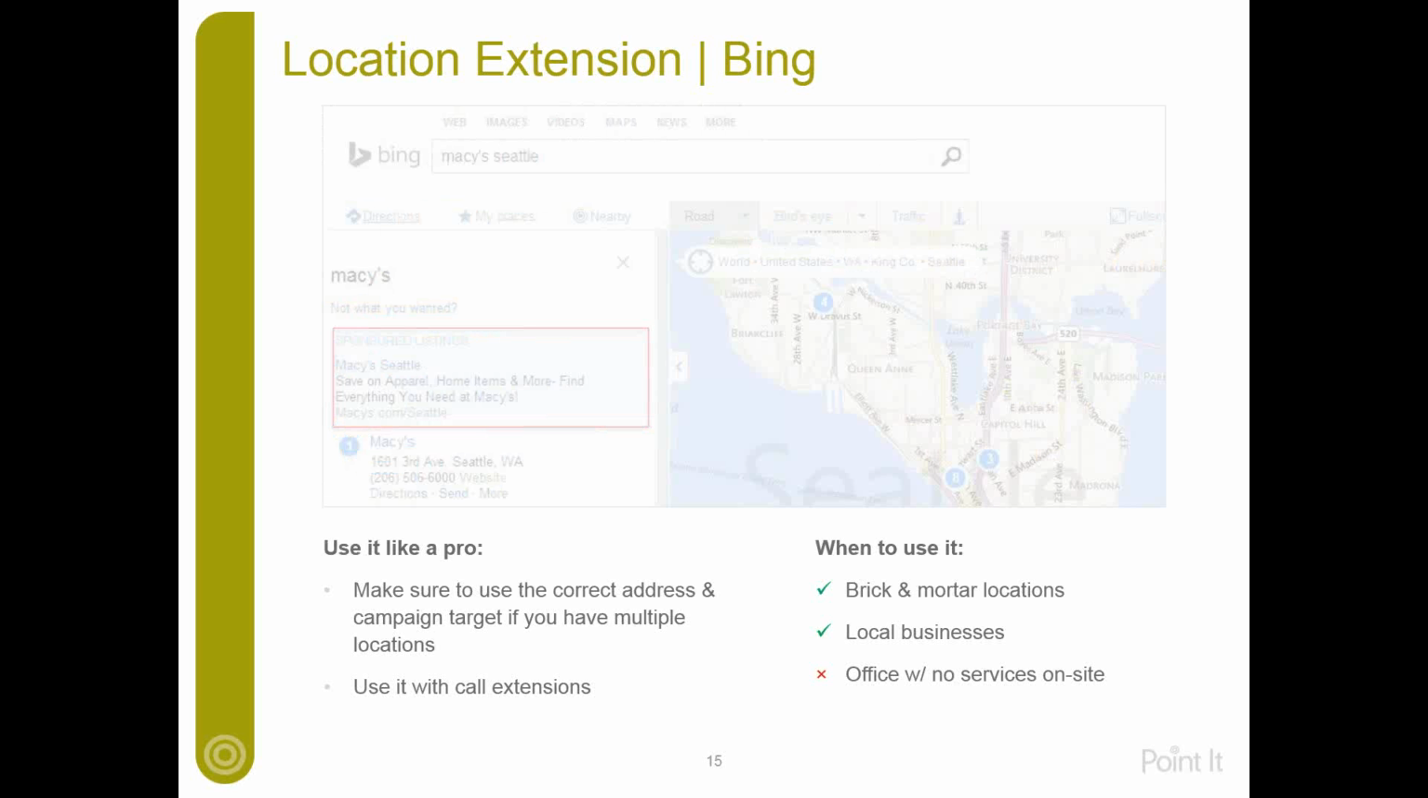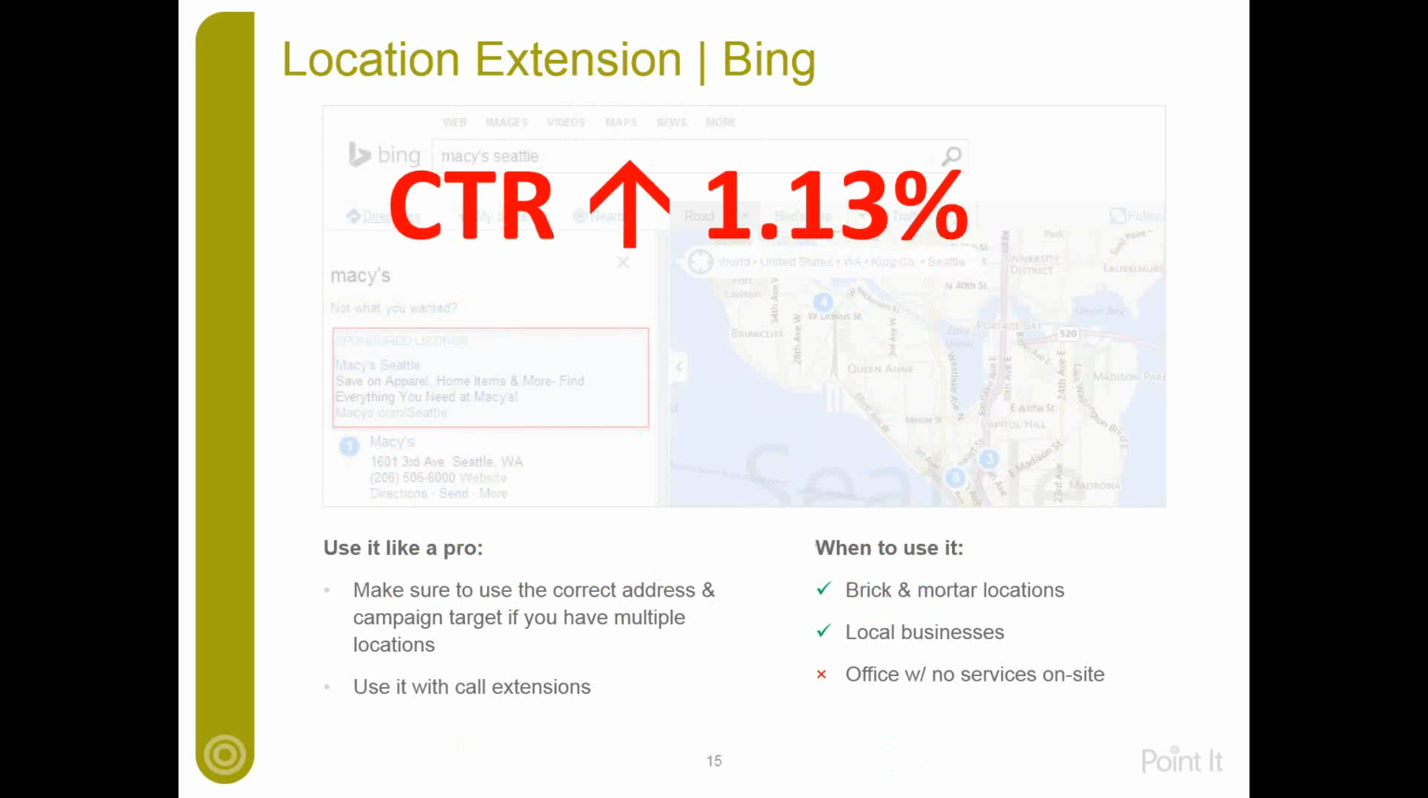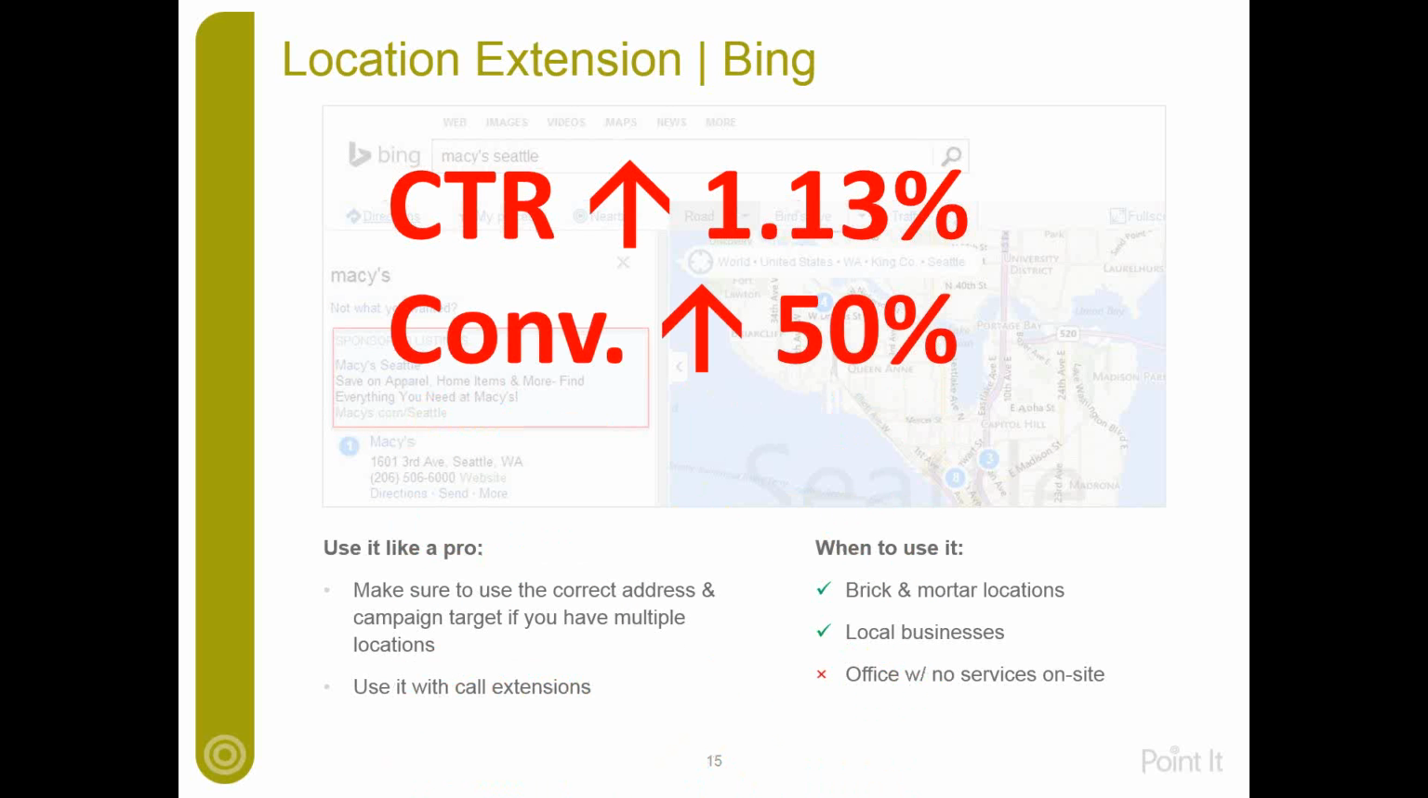Now, for the same client that we compared in our last slide, when we added location extensions to our Bing campaigns, we saw click-through rate increase 1.13% and conversions increase 50%.